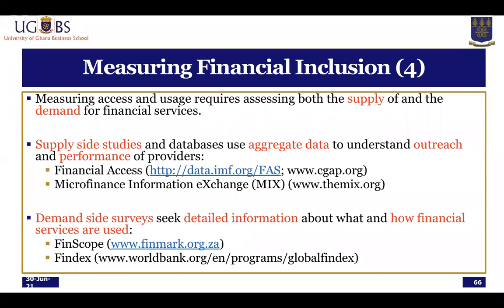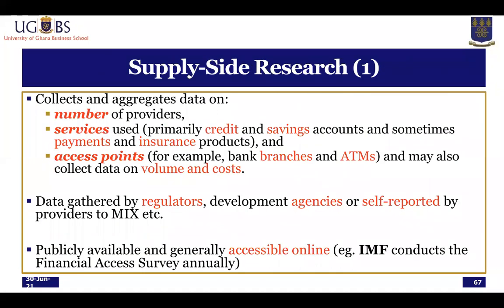So now that's something that becomes a useful element that has to be studied. Now, when it comes to the supply side research in terms of financial inclusion, the main issue that we like to focus on is to look at the number of providers. So who are the people out there?